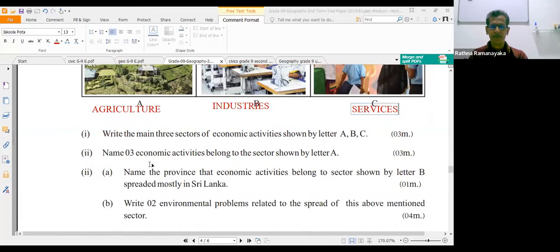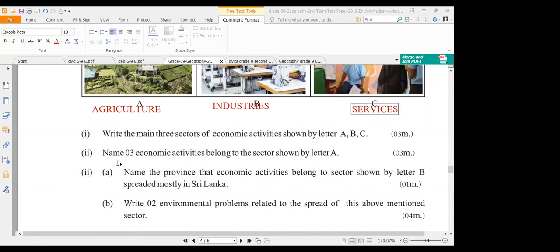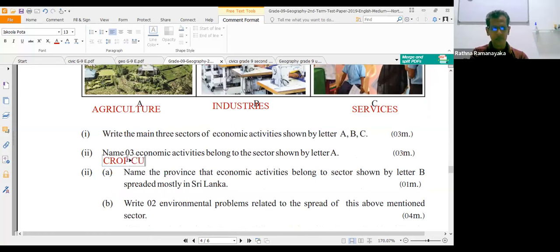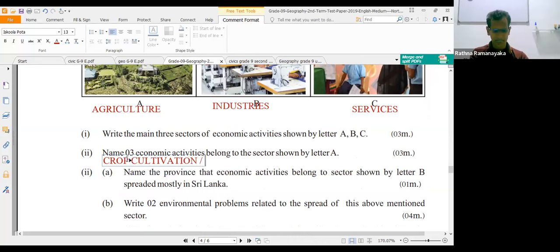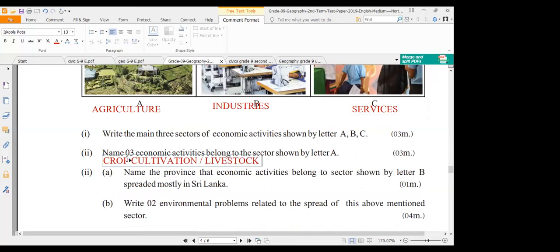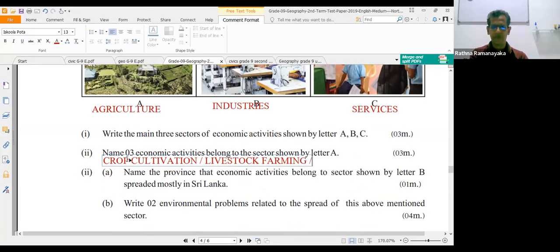Name three economic activities belonging to the sector shown by letter A. A is agriculture. Crop cultivation, livestock farming, rearing animals, and the fishing industry. These primary economic activities belong to the agricultural sector.